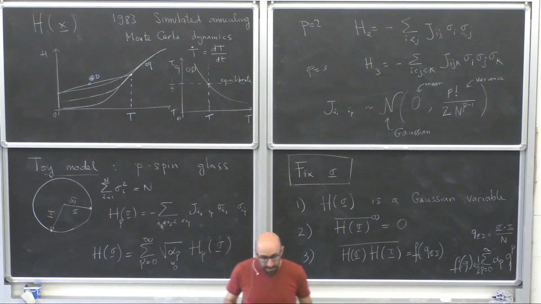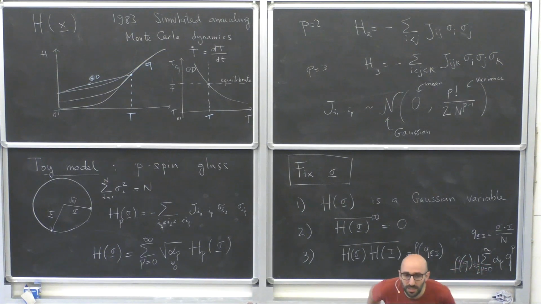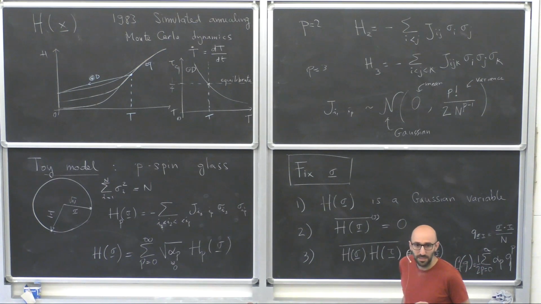So that's the model we are going to study. I stop here. You can, yes? How is it possible to define H_p if p is larger than N?